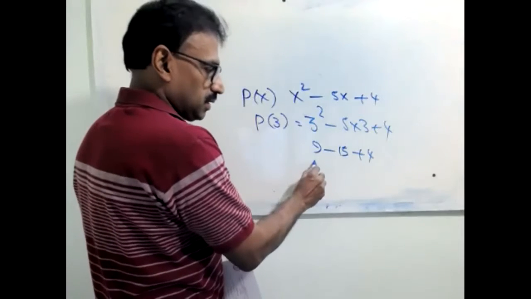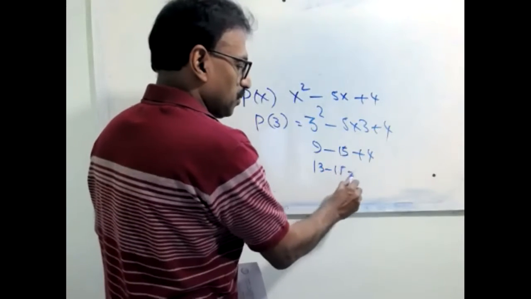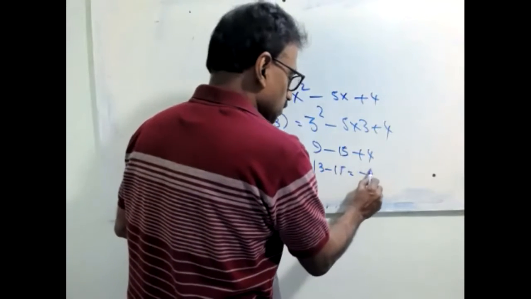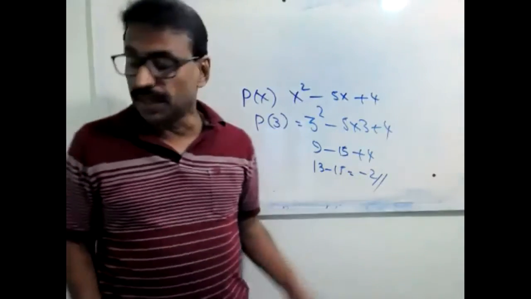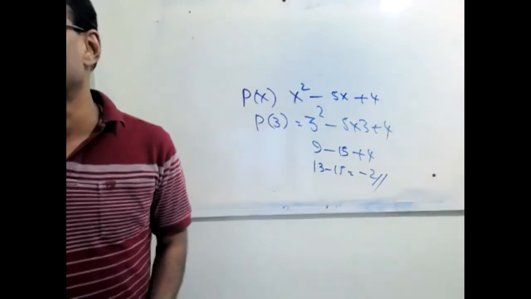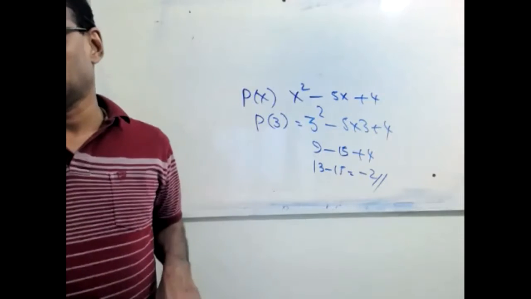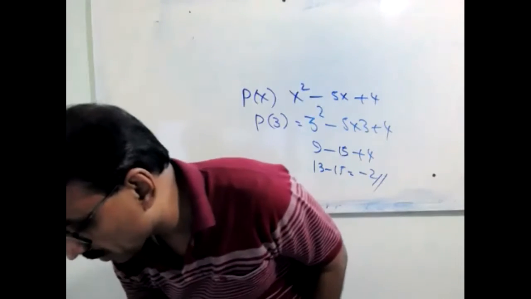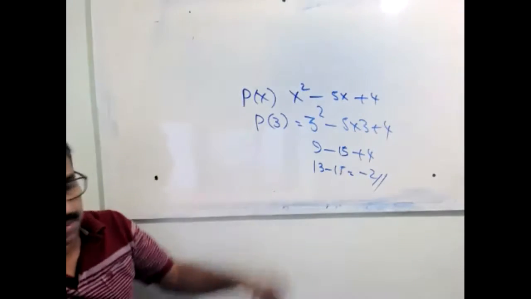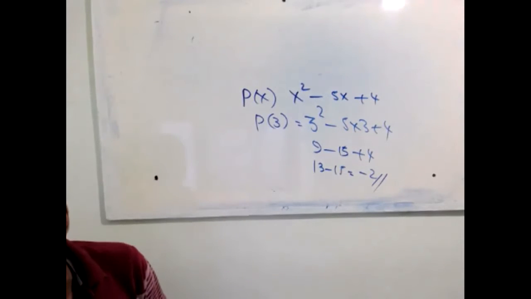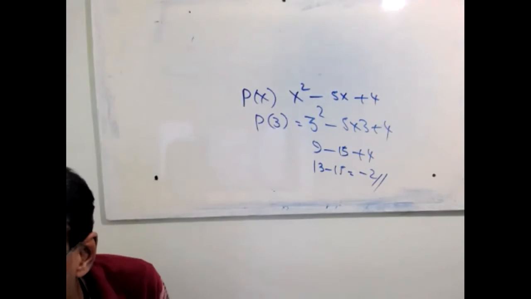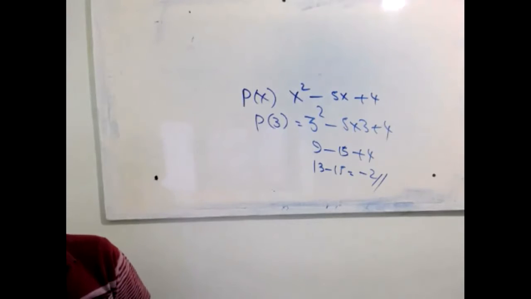So 13 minus 15 equals minus 2. We got the remainder minus 2. Then what do you have to add? Plus 2, because we need 0. Listen: if the remainder is 2, you have to add minus 2. If the remainder is minus 2, you have to add plus 2. Are you okay? Right.